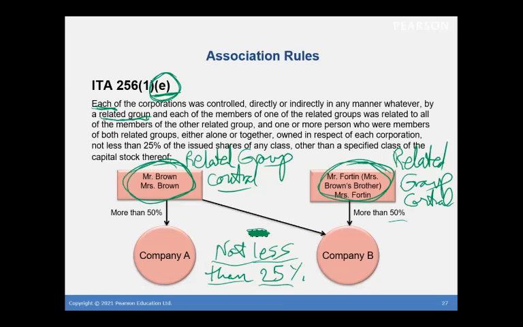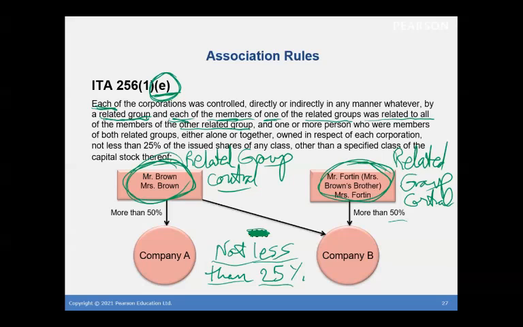And so each company has a related group. Now on top of that, this is kind of like the last one, but just add some more people. This is a related group, and this is a related group. Each of the members of one of the related groups has to be related to all of the members of the other related group.